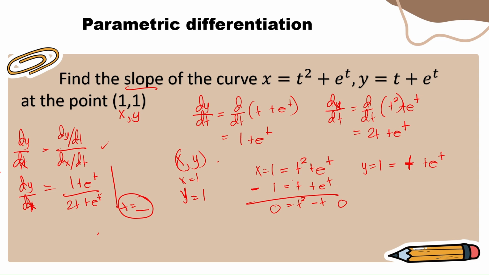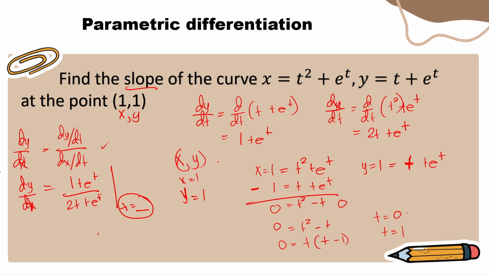So solving for the value of t. So 0 is equal to t squared minus t. So common t, so we will have t times t minus 1. So t is equal to 0 and t is equal to 1. Bali, let's check which of these values of t will satisfy our condition.